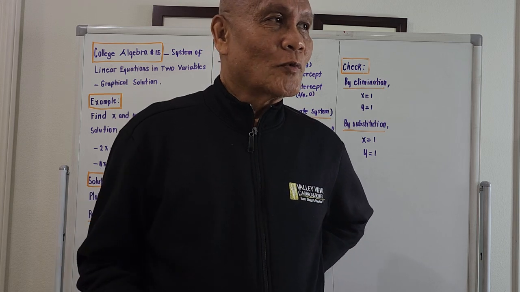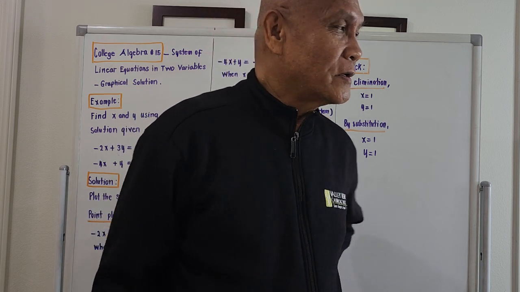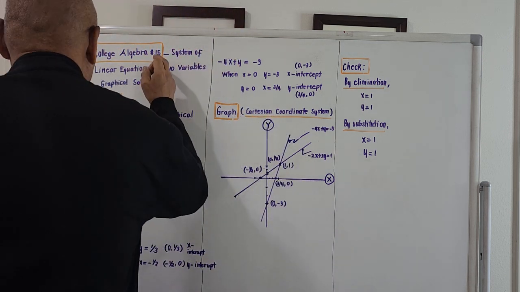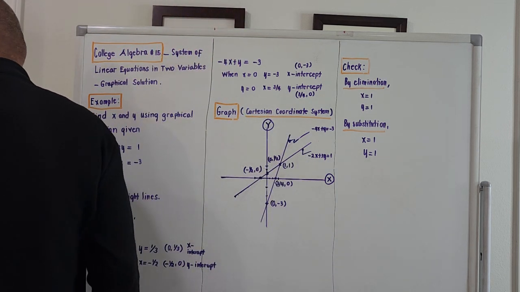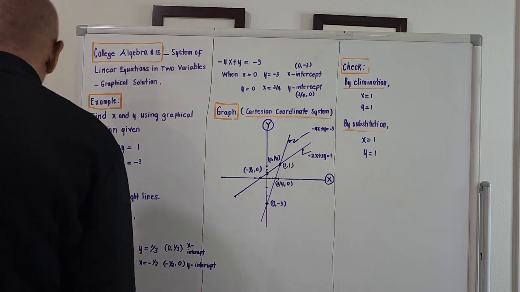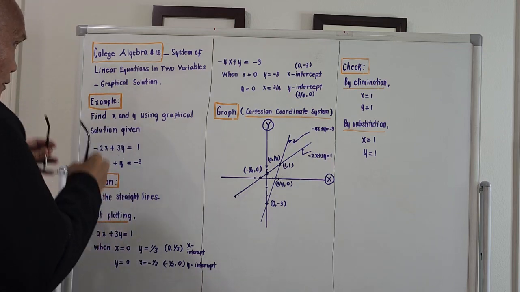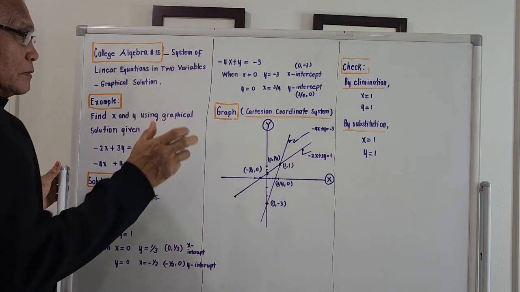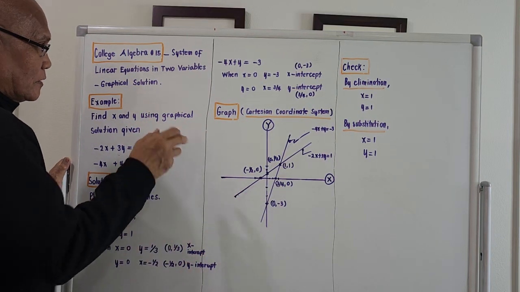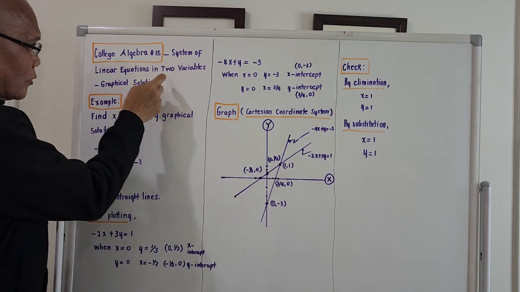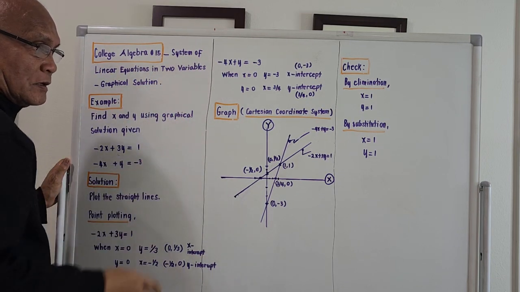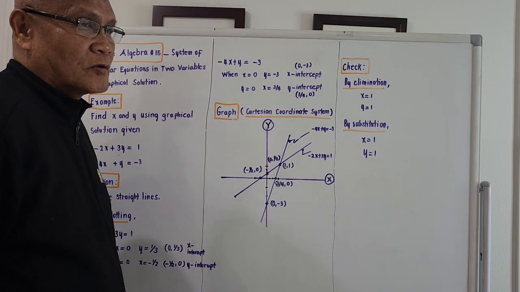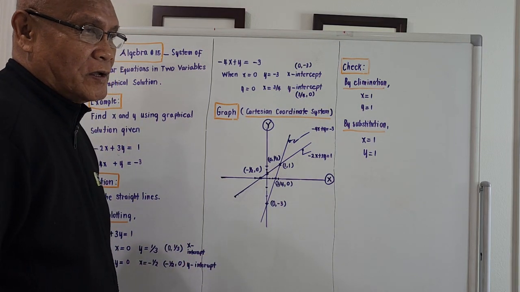My topic for this morning will be college algebra, lesson number 15. This is a long video format. The title of the topic is still a system of linear equations in two variables. For this morning, I will be presenting the so-called graphical solution.